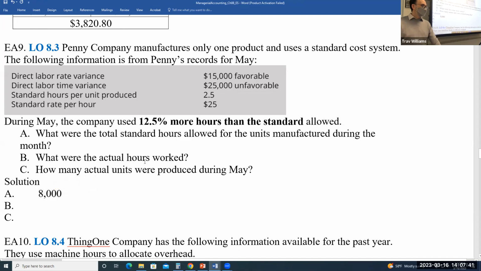Then it asks, what were the actual hours worked? Well, actually, that one's not too hard. Because if the standard hours were 8,000, and we know that we worked 1,000 hours more than that, that means we actually worked 9,000. And the last one says, how many actual units were produced during May?